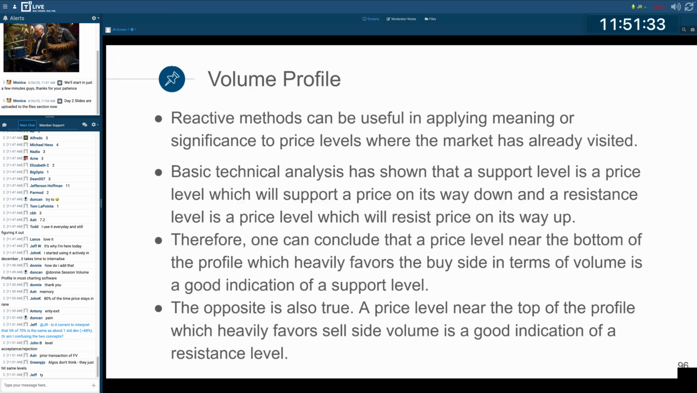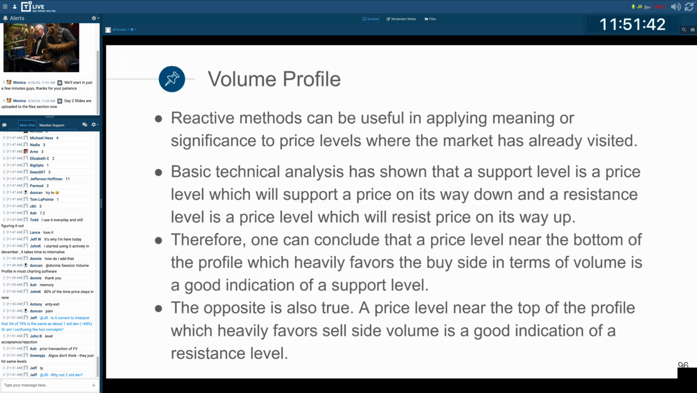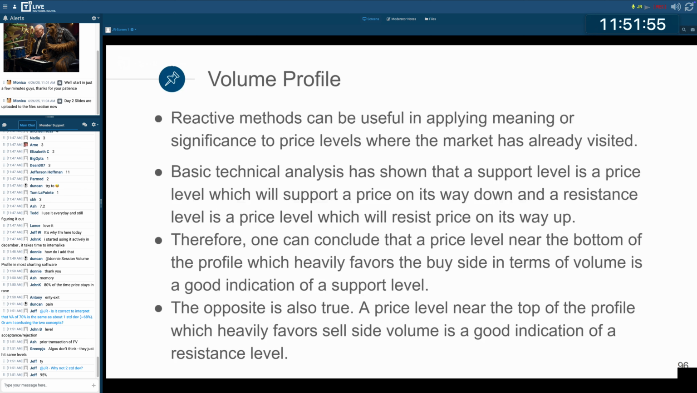Basic technical analysis has shown that a support level is a price level which will support price on its way down, and a resistance level is a price which will resist price on its way up. Because it's not practical, Jeff. A 2 standard deviation value area would completely annul any usefulness of this tool.